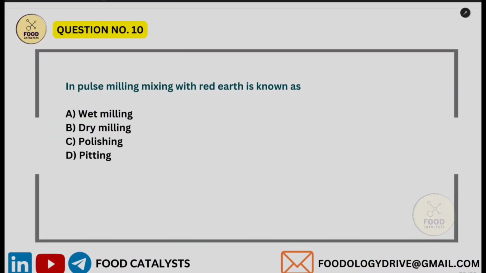In pulse milling, mixing with the red earth is known as what? Okay, this question is actually pretty simple, but many of the students haven't written it well. Let me tell you why.